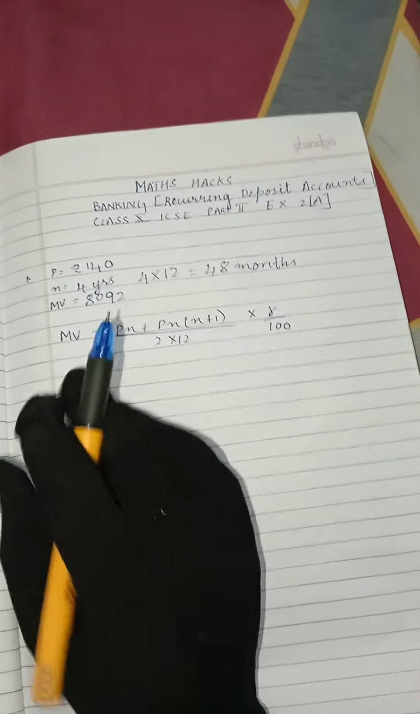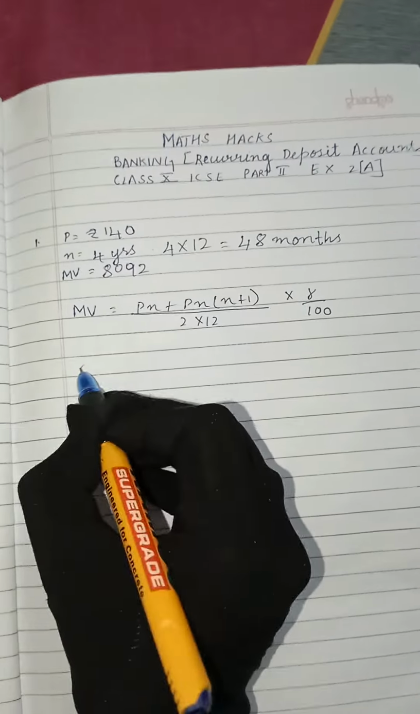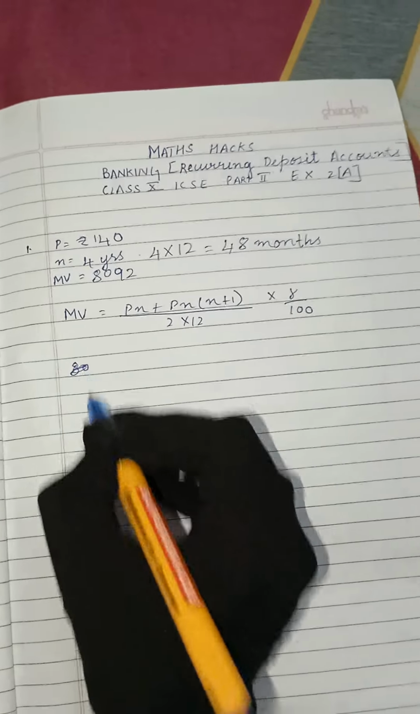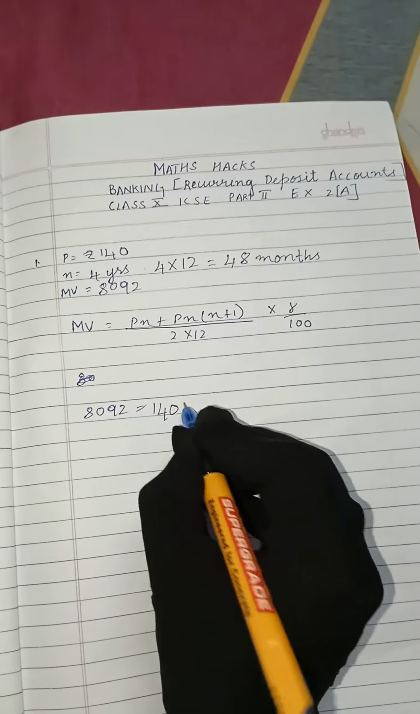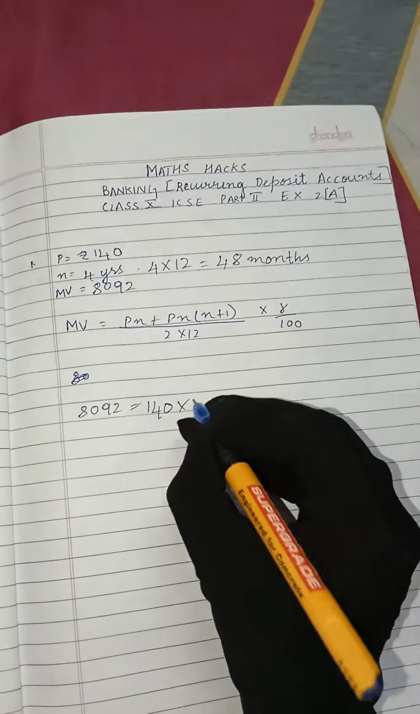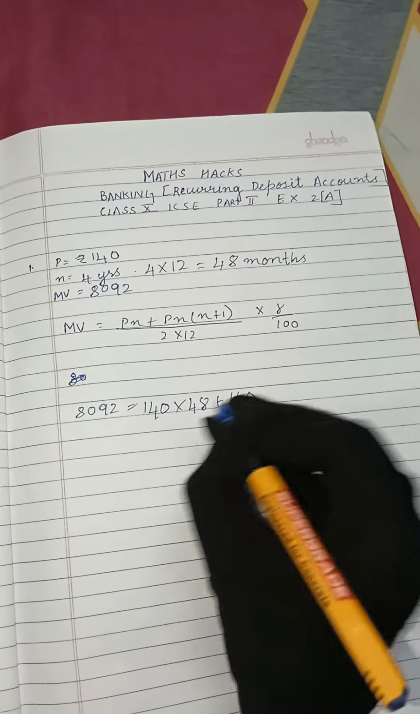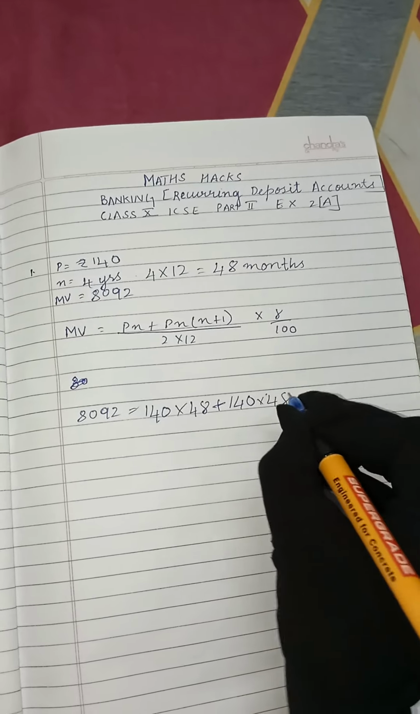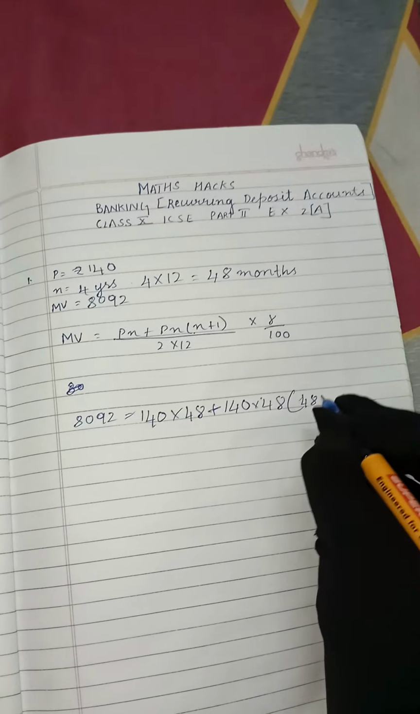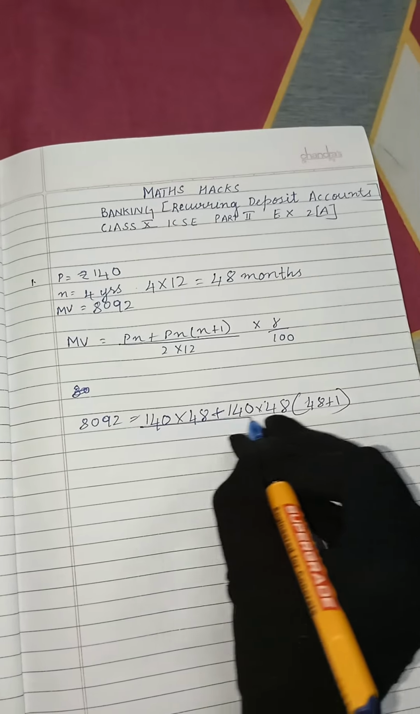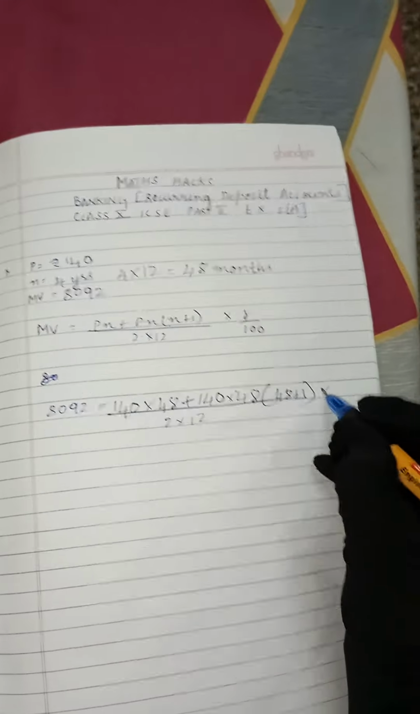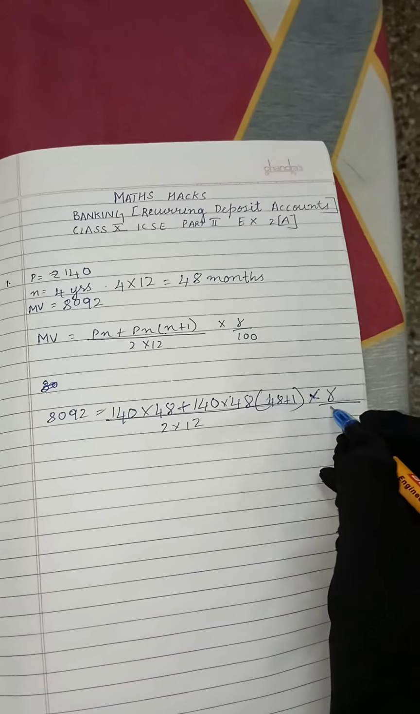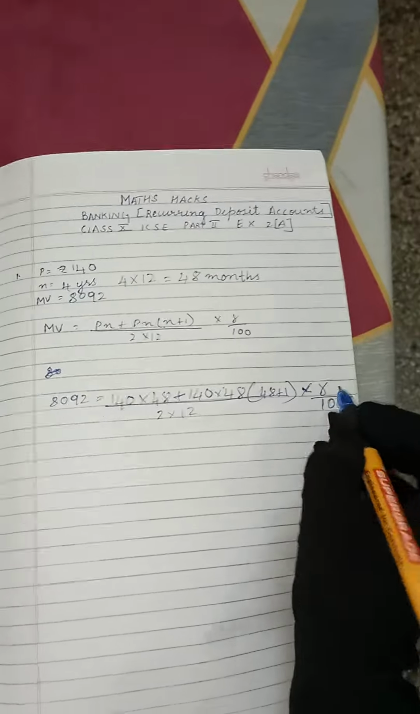So let us put the numbers according to the formula. In place of maturity value, we'll write here 8092. In place of P, we'll put the principal 140 into N, which is 48 months, 48 plus 140 into 48. Here N is 48, 48 plus 1. The whole divided by 2 into 12. According to the question, they haven't given us the rate, right? So we have to find out the rate here. Rate of interest we have to find, R by 100. In place of rate, we'll put R itself.